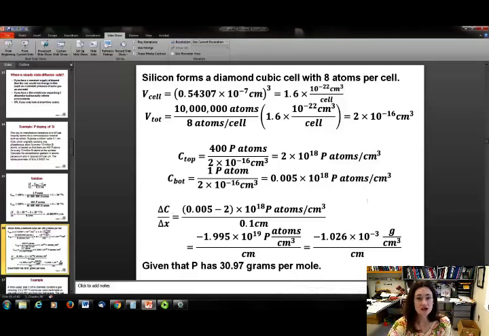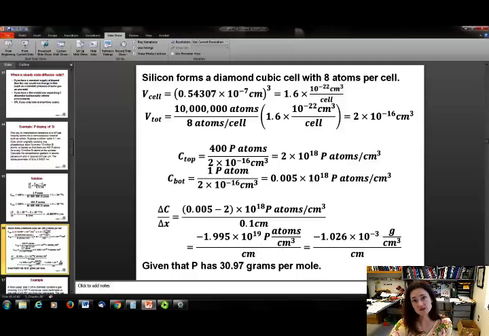And then I want to calculate my delta C over delta X. So I subtract those two concentrations, 0.005 minus 2, and then divide that by my thickness, 0.1, and I end up with minus 1.995 times 10 to the 19th phosphorus atoms per centimeter cubed per centimeter, which is the units that it asked for in the problem.